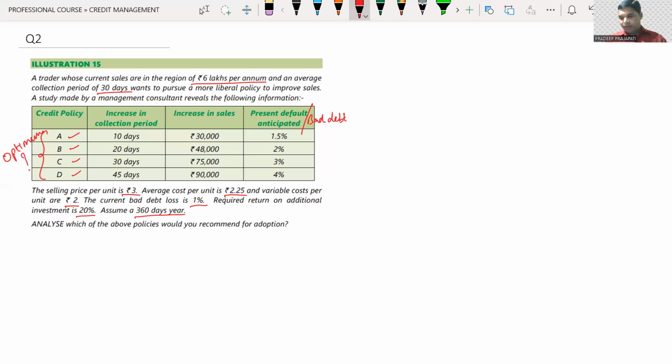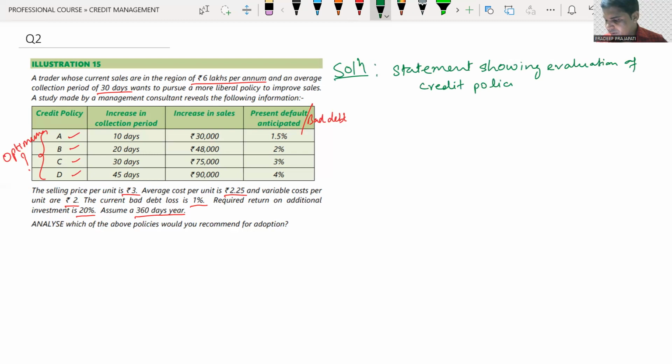Okay, so let us solve this question. So simply prepare a statement. So I'm starting the solution here. Solution statement. So in evaluation of credit policies, there are four credit policies and one existing. So prepare columns accordingly.